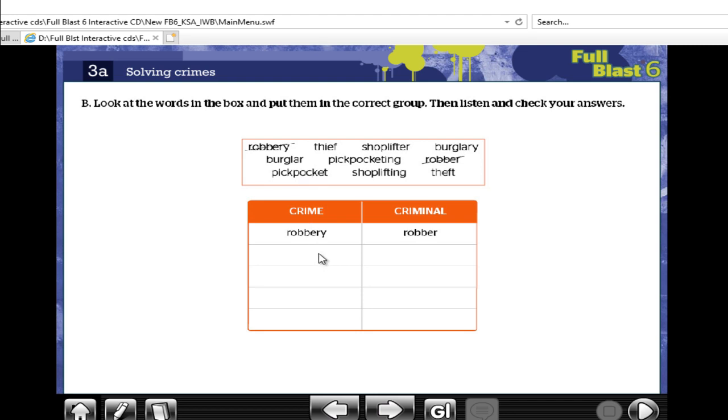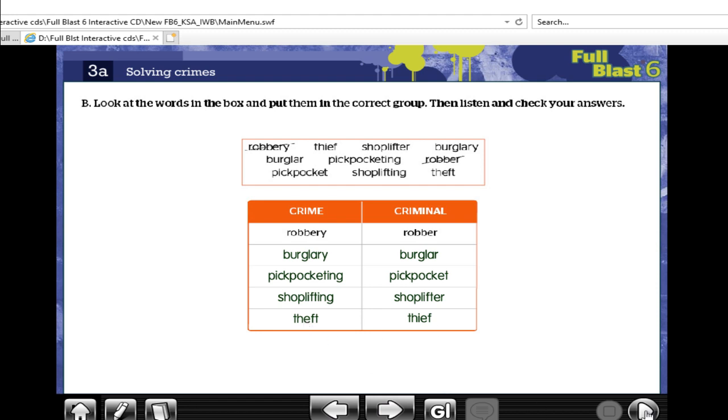Okay, these are the answers. Burglary. Burglary is a crime. Crime and the criminal. Robbery, robber. Burglary, burglar. Pickpocketing, pickpocket. Pickpocket is the person. And the action is pickpocketing. Shoplifting, shoplifter. And last, theft, thief.